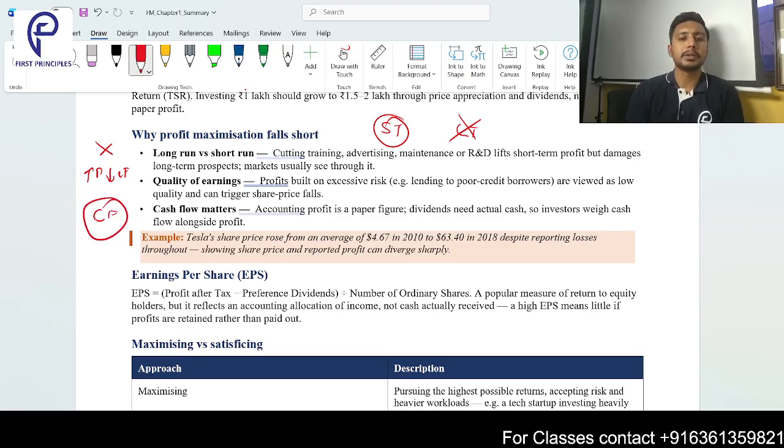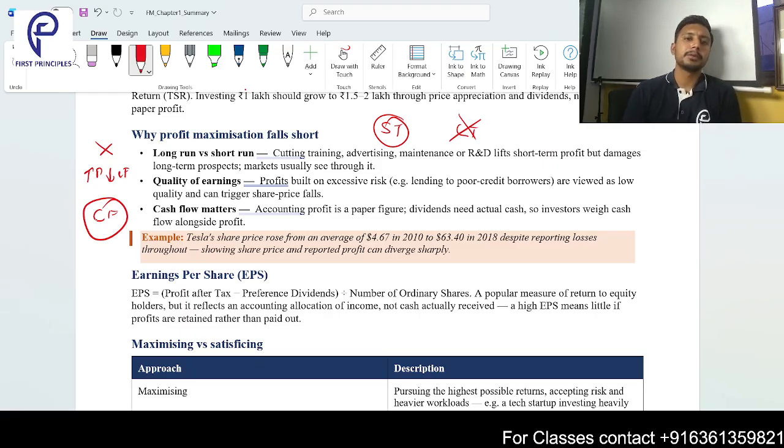Accounting profit is a paper figure. Dividends need actual cash. So investors weigh cash alongside profit. As an investor, you need both cash and profit. Cash is important, and profit is also important.